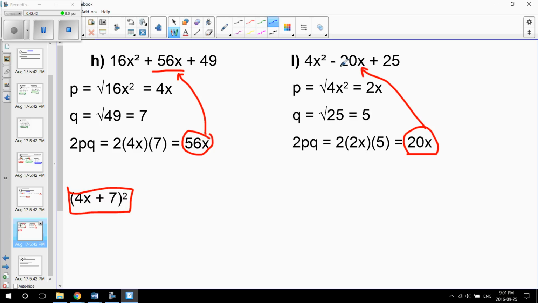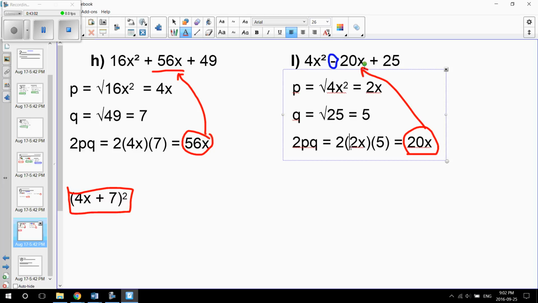The only thing that we have to be careful of is it has this negative in front of this 20x, but we don't have a negative here because we didn't square root any negative numbers. So we need to be careful with that. With this negative in front, that changes one thing about our final answer. So we've got to look at what that sign is in front of that middle term in this case. So it does still meet our conditions because the value is still the same at 20x.